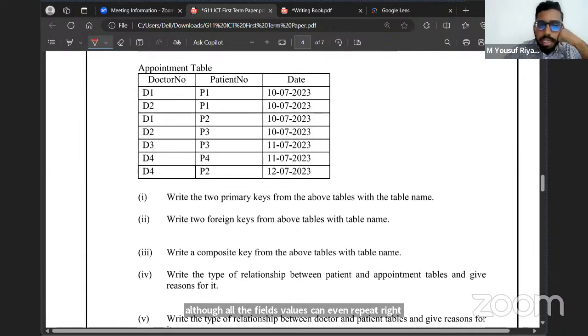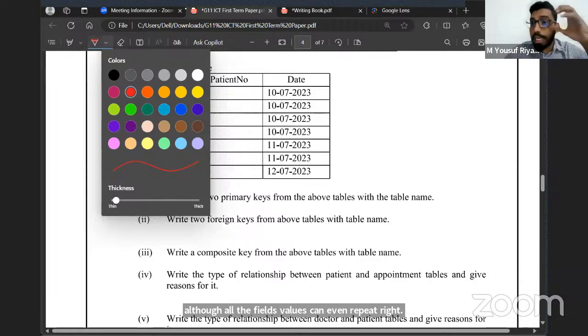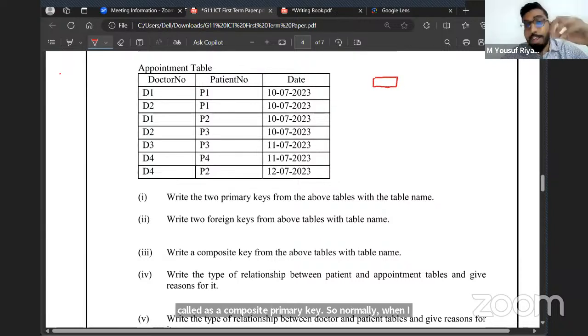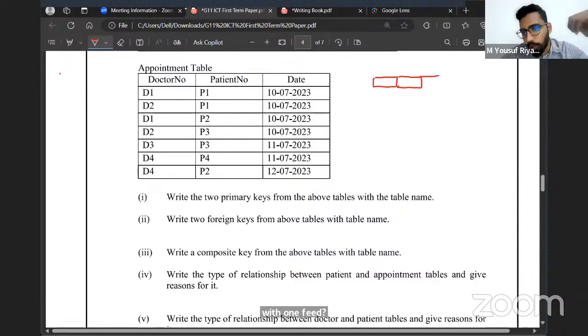In the appointment table, there is going to be something called a composite primary key. So normally when you find the primary key, always see, can you do it with one field? Sometimes with one field you can't, so you have to use 2 fields. Sometimes with 2 fields you can't, then only you have to go for 3 fields.